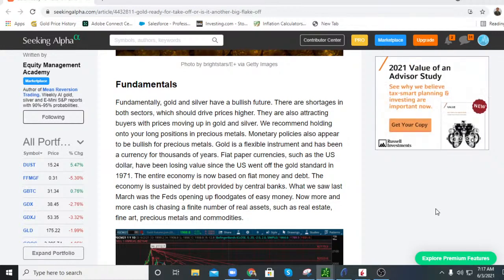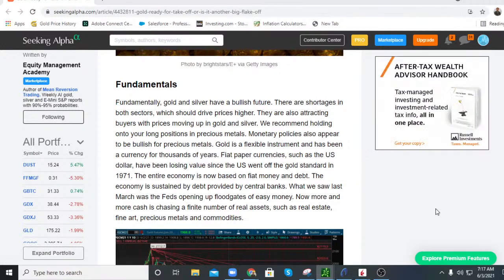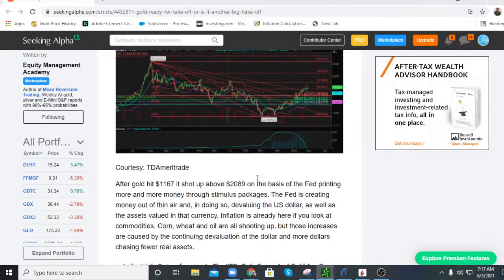Gold is a flexible instrument and has been a currency for thousands of years. Fiat currencies such as the US dollar have been losing value since the US went off the gold standard in 1971. The entire economy is now based on fiat money and debt. The economy is sustained by debt provided by central banks. What we saw last March was the Fed opening up the floodgates of easy money. Now, more and more cash is chasing a finite number of real assets such as real estate, fine art, precious metals, and commodities.